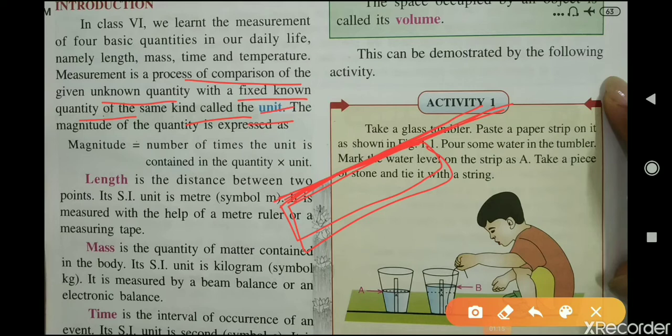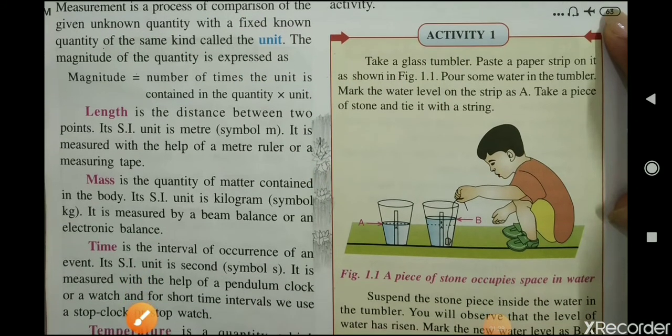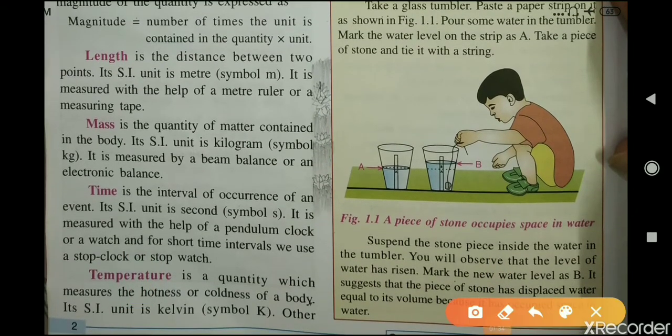Now the magnitude of a quantity is expressed as the number of times the unit is contained in the quantity multiplied by the unit. Length is the distance between 2 points, and its SI unit is meter. Mass is the quantity of matter contained in a body, and its SI unit is kilogram. Time is the interval of occurrence of an event. Its SI unit is second. Temperature is a quantity which measures the hotness and coldness of a body, and its SI unit is Kelvin.